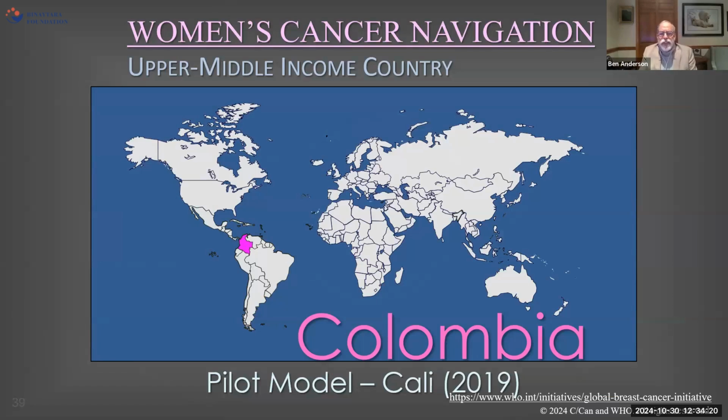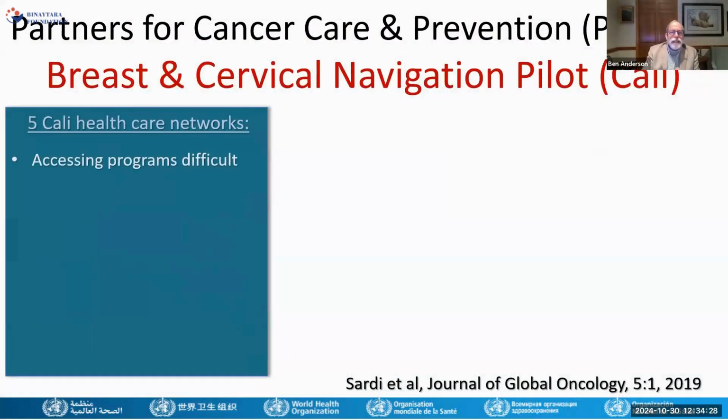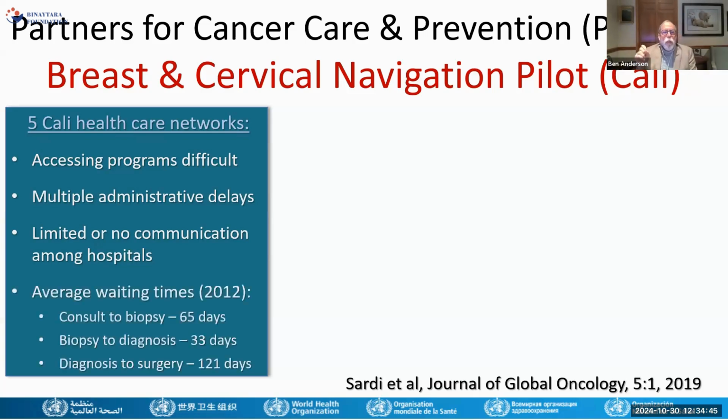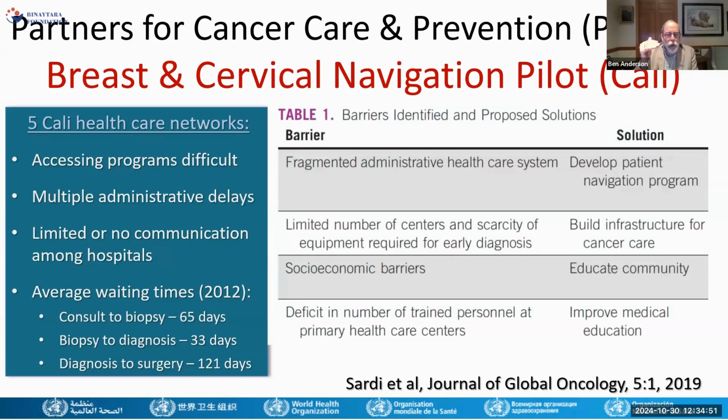In Colombia, which is an upper middle income country, in Cali, which is one of the cities that my group, City Cancer Challenge, is working in, there were analyses of use of navigation. They had noted that in Cali, accessing programs was difficult. There were a lot of administrative delays because of how their healthcare system is set up, and there was poor communication between the hospitals, too siloed. And when they introduced navigation, what they found was that they could reduce the waiting time for biopsies, the biopsy to diagnosis time, and the diagnosis to surgery time. All of them could be improved through the use of this.